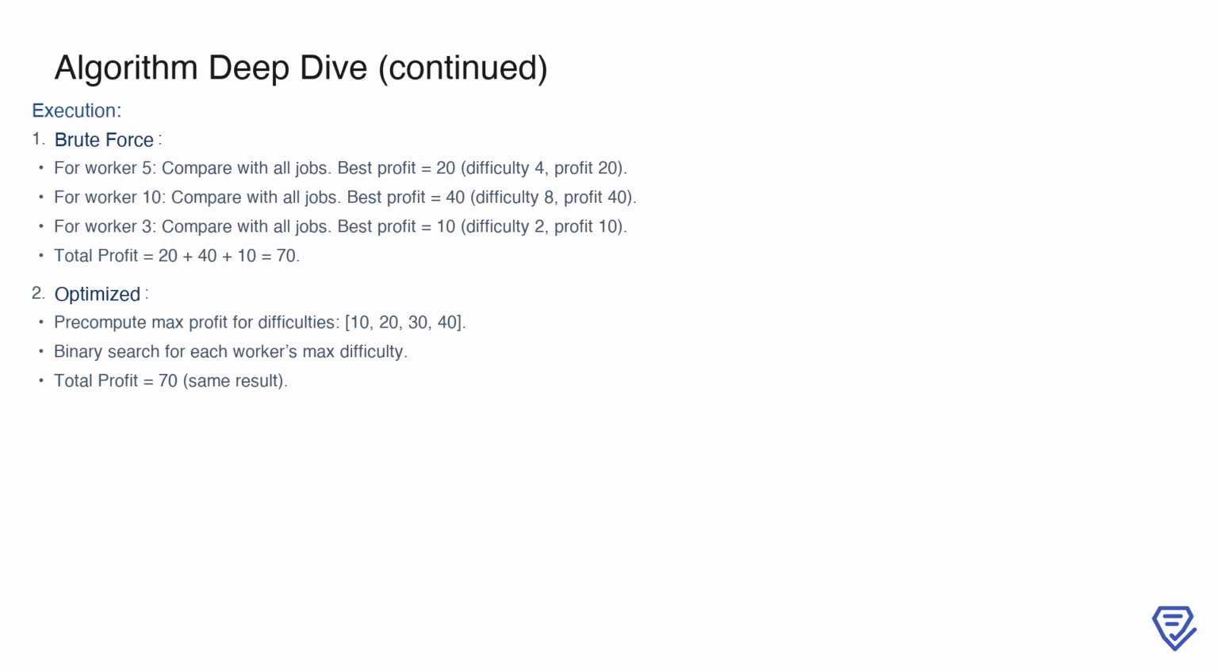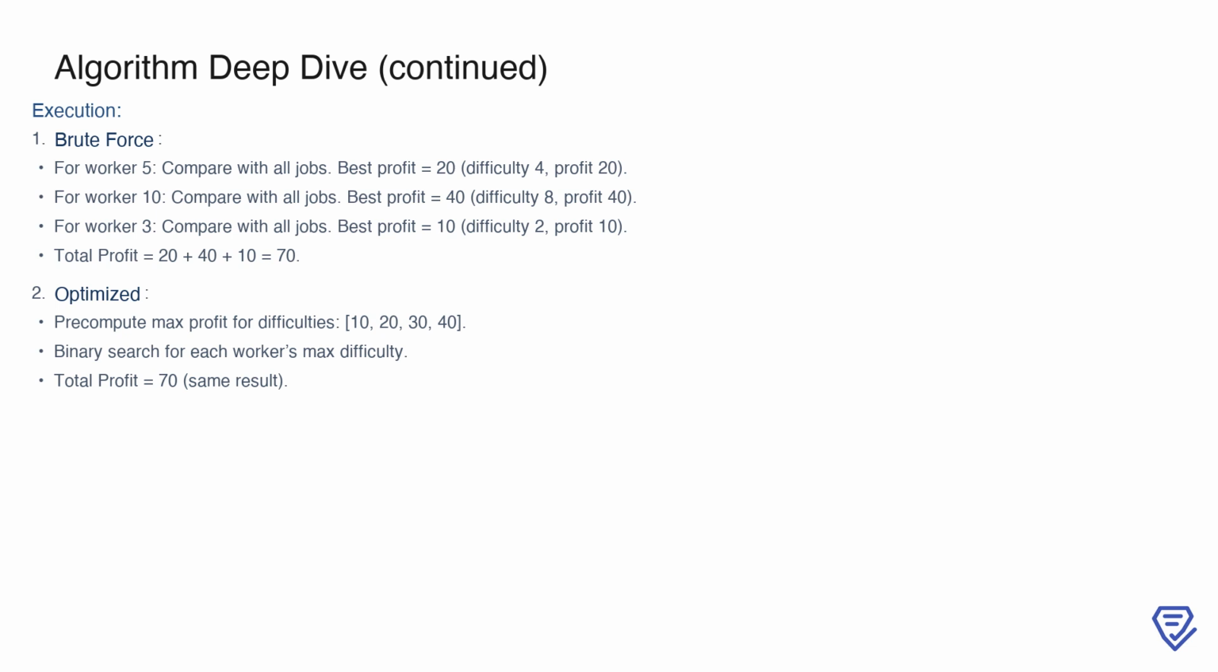Using brute force, for worker 5, we compare their ability with all jobs. The highest profit they can earn is 20 from the job with difficulty 4. For worker 10, the best profit is 40 from the job with difficulty 8. For worker 3, the best profit is 10 from the job with difficulty 2. Summing these gives a total profit of 70.